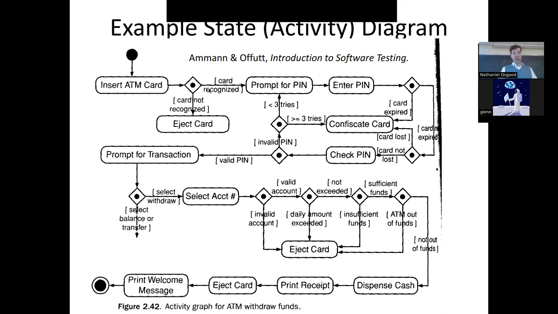And here we have different states of the system and we have transitions between these states, right? For example, here we insert our ATM card. If it's not recognized, we transition to a state where the card has been ejected, or if it's recognized, it prompts us for a PIN and waits for our PIN. Then we're in a state where we're entering the PIN, and then either it confiscates the card because it's expired, or if it's not expired and the card is deemed lost, it may confiscate it. You know, it's been reported missing. Or if it's not locked, it will check the PIN, and then it can loop back here if it's invalid or otherwise prompt for a transaction, like withdrawing money or something like that, right? These are states and transitions.